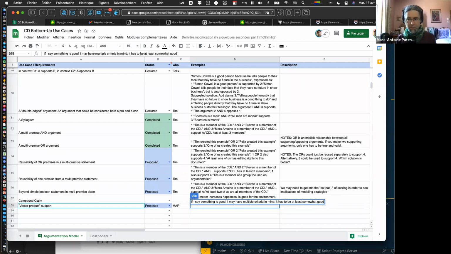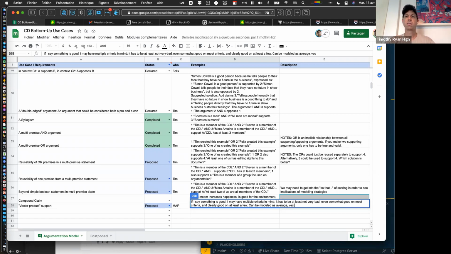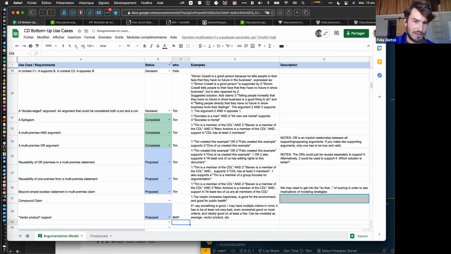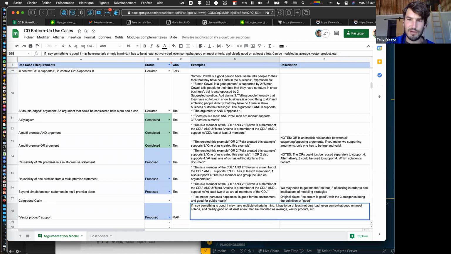Okay. So, I'll just put a note in here that "ice cream is good" was the original sentence, and replace it with the definition. Mark-Antoine, with the vector product, you're basically saying it's not discrete anymore. It's like a combination.